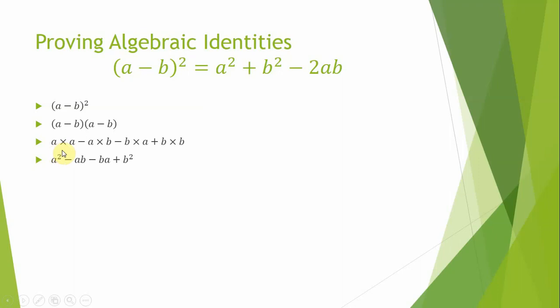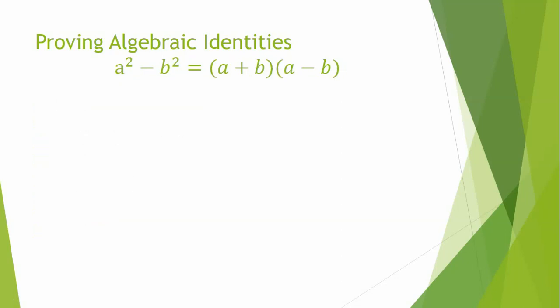Now, simplifying further, we get a into a is a squared minus ab minus ba plus b squared. Using the commutative law, I get a squared minus ab minus ab plus b squared. I add the like terms together, so this can be written as a squared plus (-1 - 1)ab plus b squared. This gives us a squared minus 2ab plus b squared. Rearranging the terms, I get the right hand side of the equation. So this algebraic identity is also proved.